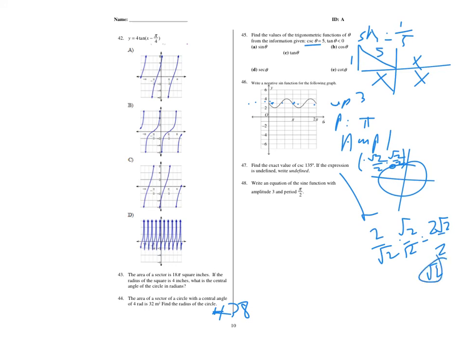Lastly, write a sine equation that has an amplitude of 3 and a period of pi over 2. So the period is kind of the tricky part here. We say 2 pi over k equals the period. So k pi equals 4 pi. That would mean k equals 4. So y equals 3 sine of 4x.